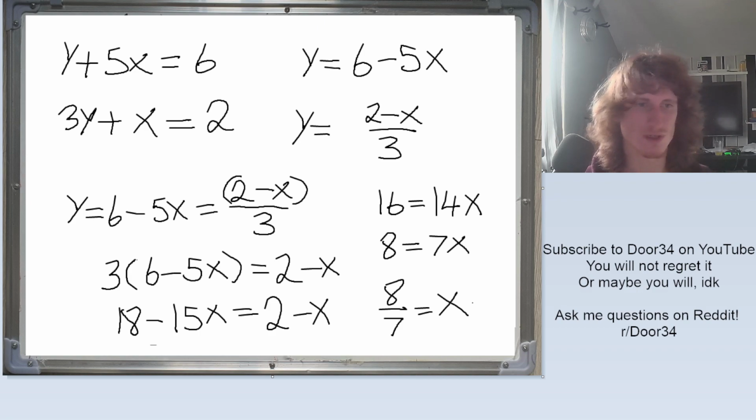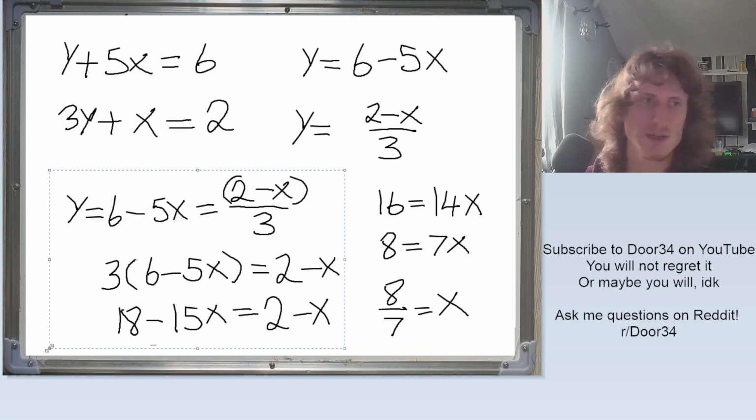And let me just double check I've done that right, because that'd be embarrassing if not. So I take away 2 from both sides, add 15. Yep, so that looks right to me. So I have 8 divided by 7 is equal to x. And now, last thing is we just need to plug this into one of our equations to get our value for y. So I'm just going to make some room here.